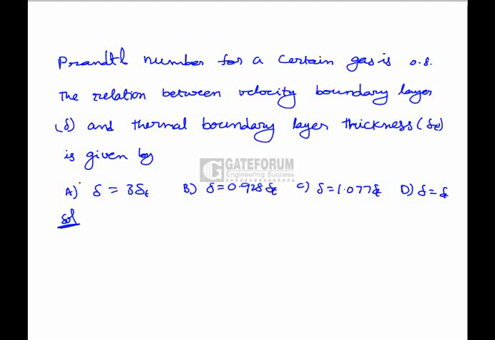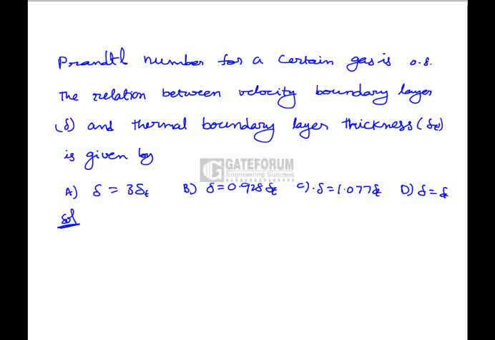The Prandtl number for a certain gas is 0.8. The relation between the velocity boundary layer and thermal boundary layer thickness is given by? Here are the options. Delta is the velocity boundary layer thickness and delta T is the thermal boundary layer thickness. And here are the relations between these two: delta is equal to 3 delta T; delta is equal to 0.928 delta T; delta is equal to 1.077 delta T; and delta is equal to delta T.